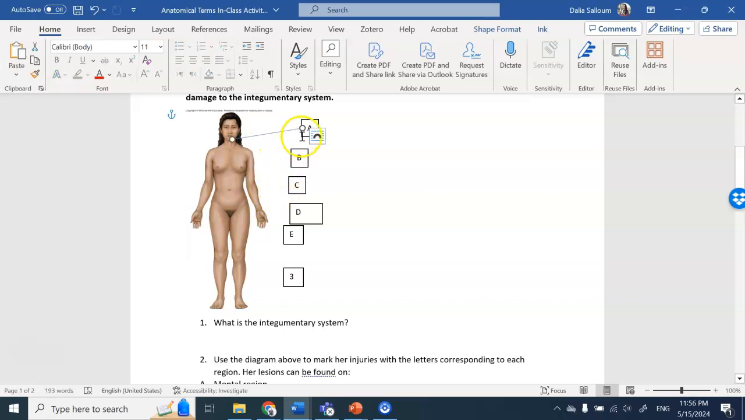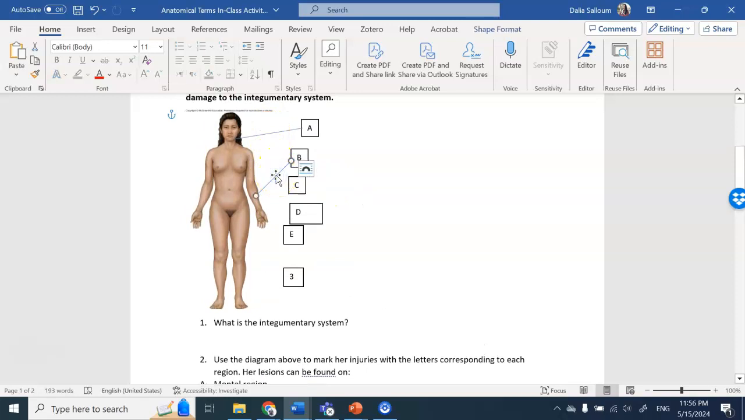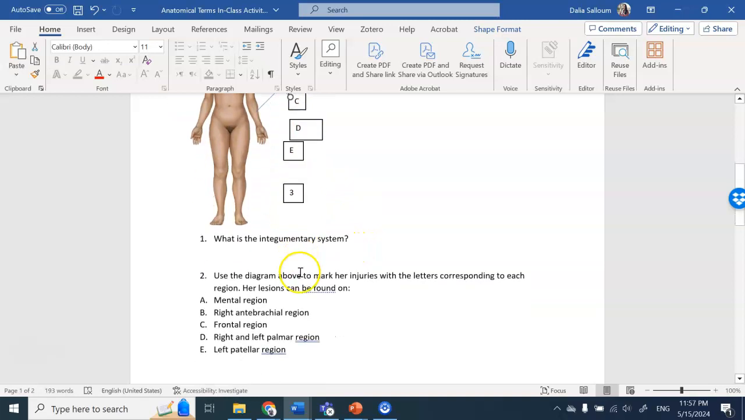So that is the antebrachial region. We can just copy that and move it right there. B would be the antebrachial region. Ante for forearm, or before, is that prefix, and brachial is for the arm. So antebrachial is the forearm region. C is the frontal region. The frontal region would be right over here, the forehead. You can look up these terms on your lecture slides, figure 1.11, I believe.